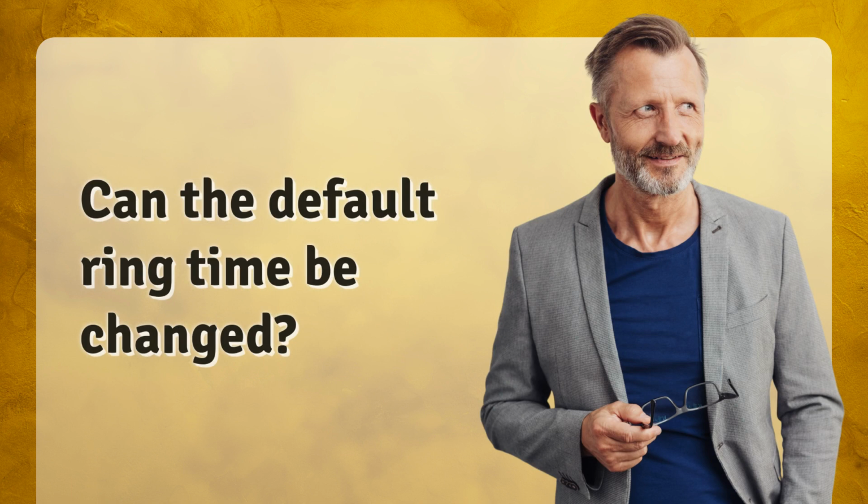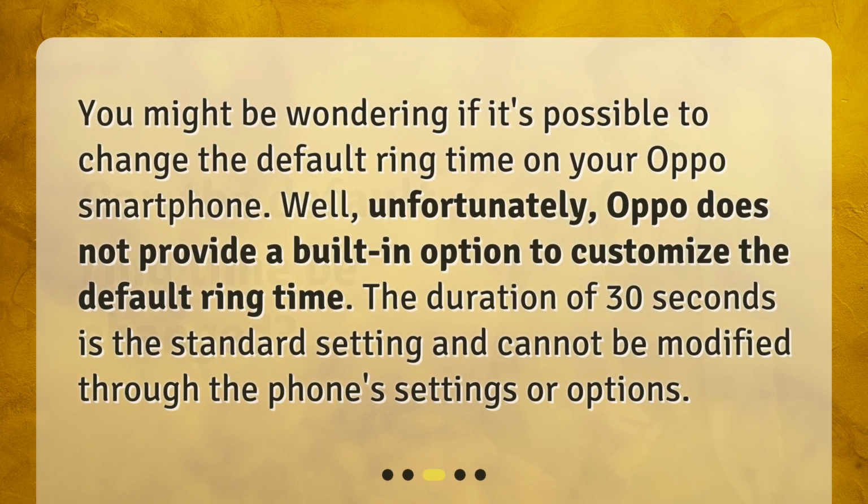Can the default ring time be changed? You might be wondering if it's possible to change the default ring time on your Oppo smartphone. Well, unfortunately, Oppo does not provide a built-in option to customize the default ring time. The duration of 30 seconds is the standard setting and cannot be modified through the phone's settings or options.